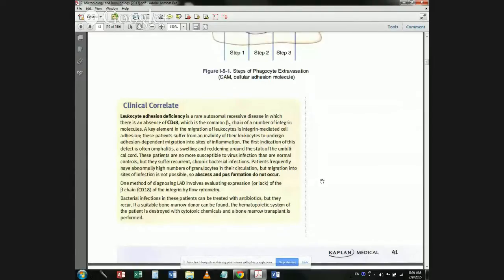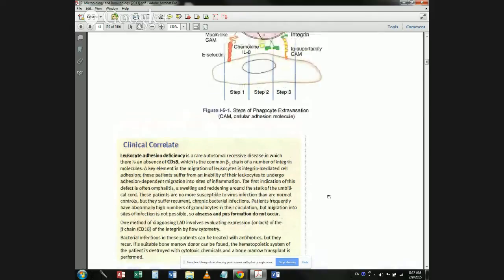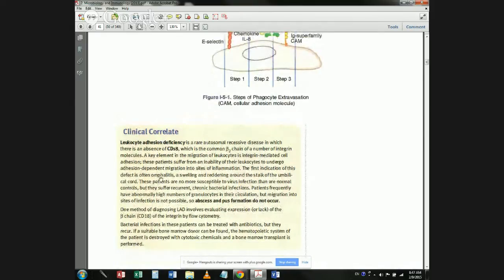A key element in the migration of leukocytes is integrin-mediated cell adhesion. Obviously, that's very important. Without it, there's no anchor. So you will have rolling, you'll have the triggering by IL-8 and formyl peptides, but what you won't have is the direct adhesion from integrin to IgCAMs on the endothelial cells. These patients suffer from an inability of their leukocytes to undergo adhesion-dependent migration into sites of inflammation.